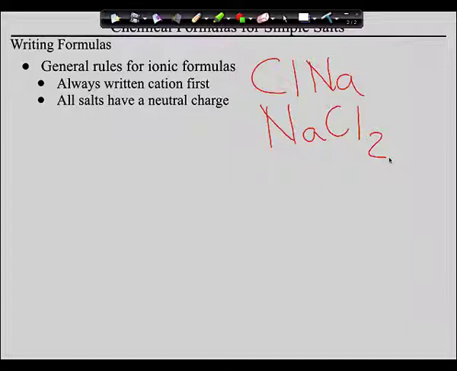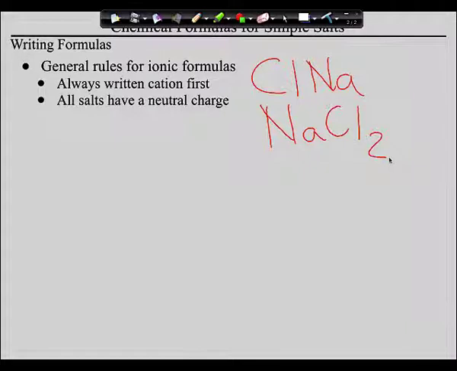So why, when sodium and chlorine get together, does it go 1 to 1? Well, guys, think about this with me. How many valence electrons does sodium have? 1. What does it do with it? Gives it away. How many valence electrons does chlorine have? 7. What does it want to do? Pick up 1. So guys, sodium loses 1, chlorine gains 1. That makes sodium plus 1 and chlorine minus 1, and they cancel each other out, and it's sodium chloride. That's why it's 1 to 1.